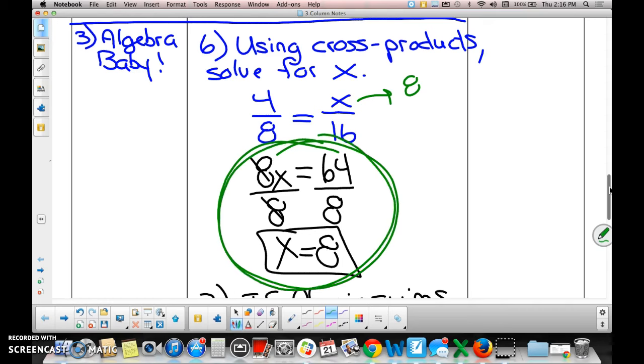We did some inverse operations. 8 times x is undone by dividing by 8. And then we talked about doing the same thing to both sides. Calculate our answers. Questions? Comments?